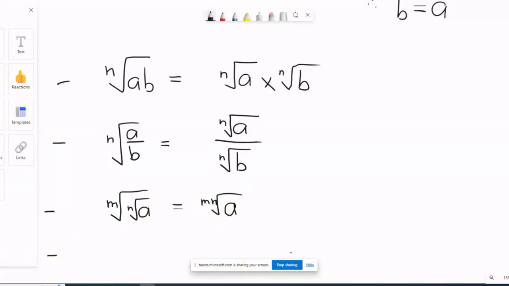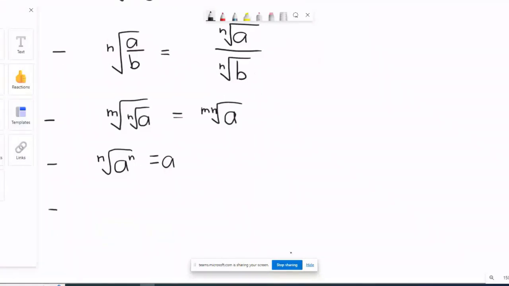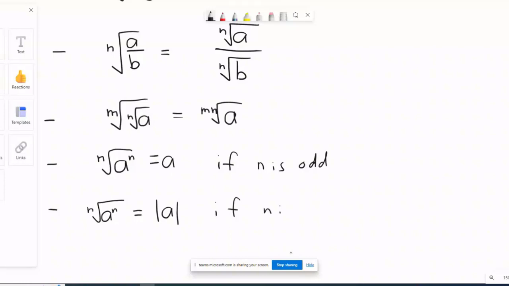And then another point is the nth root of a to the n is obviously just a, right? And I think you would have encountered this one also. This is equal to a if n is 1. And the nth root of a to the n is equal to the absolute value of a. It's always positive if n is even. Those are some basic things you need to employ to solve some problems.